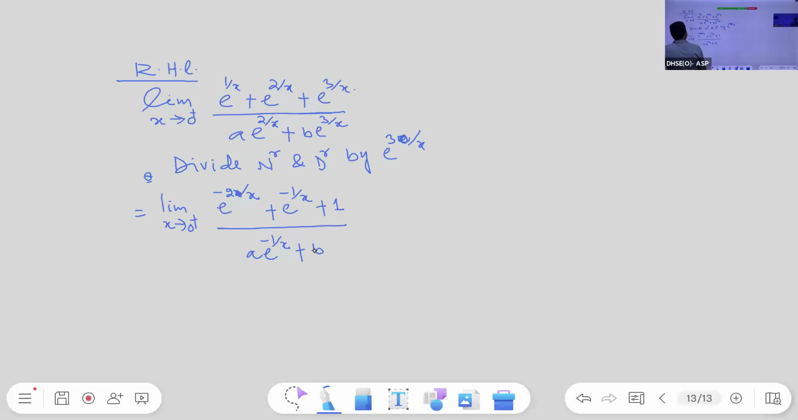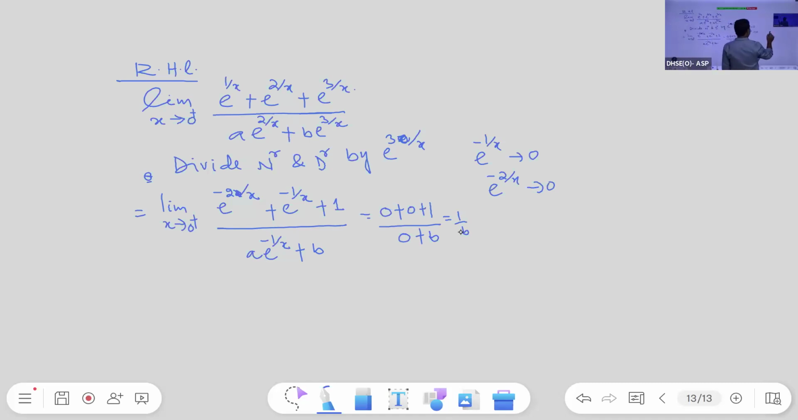When x approaches 0 plus, e raised to the power minus 1 by x approaches 0, because it is e raised to the power minus infinity. E raised to the power minus 2 by x also approaches 0. So this limit will be 0 plus 1 upon 0 plus b, that is 1 by b. Clear? This is equal to 1 by b.